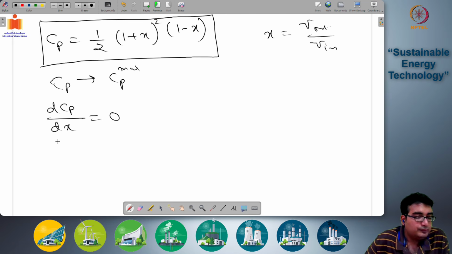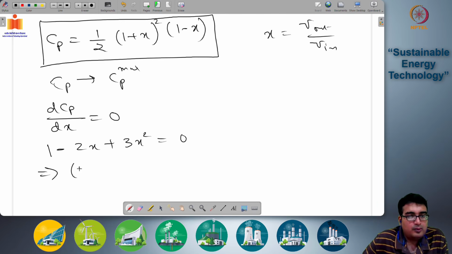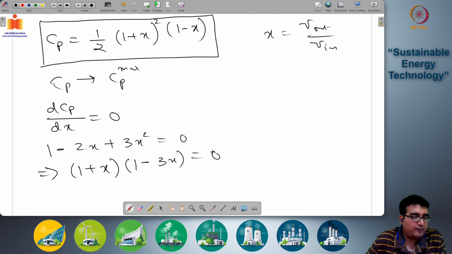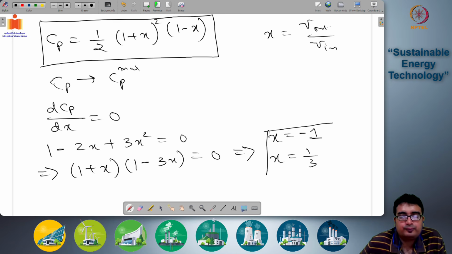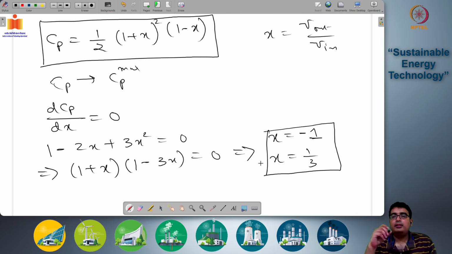So we basically get 1 minus 2x plus 3x square equal to 0, which implies (1 plus x) into (1 minus 3x), basic algebraic factorization, which implies either x equals minus 1 or x equals 1/3. Okay, now there are two physical solutions. This is of course a cubic equation, and a differentiation with respect to x gives you a quadratic equation. So you have two roots.